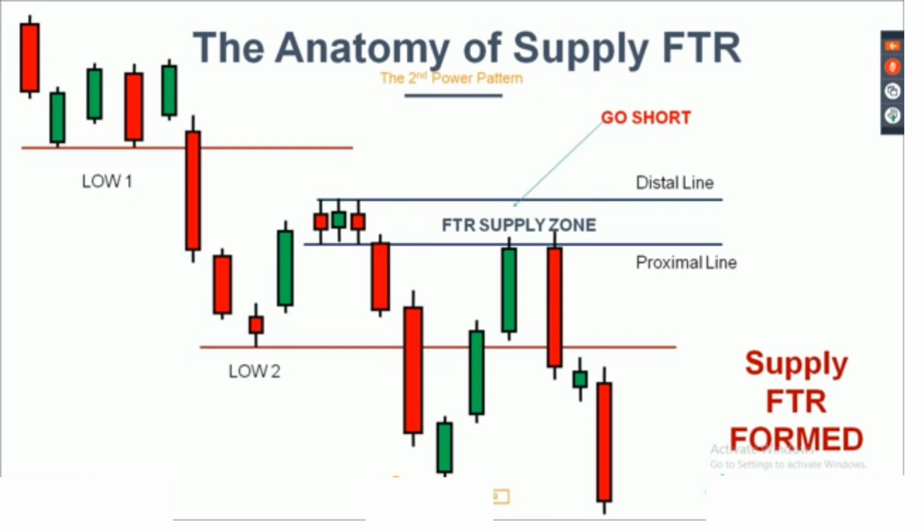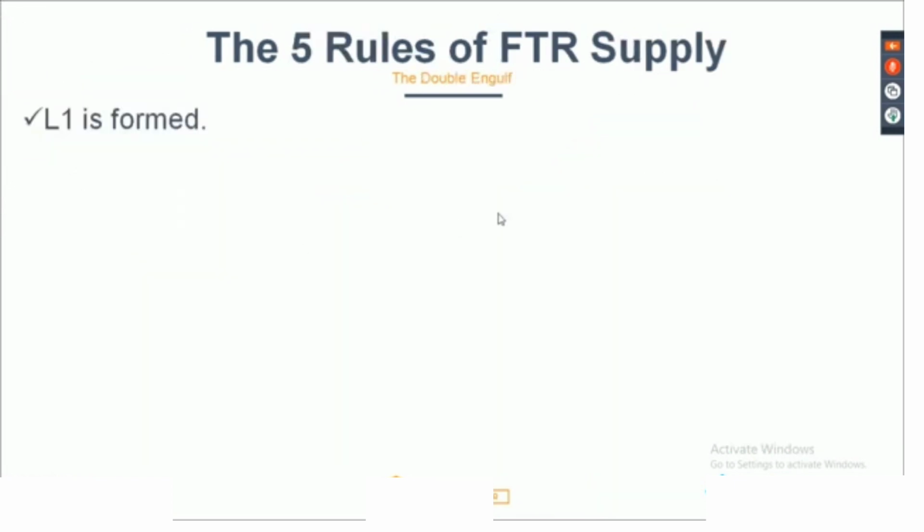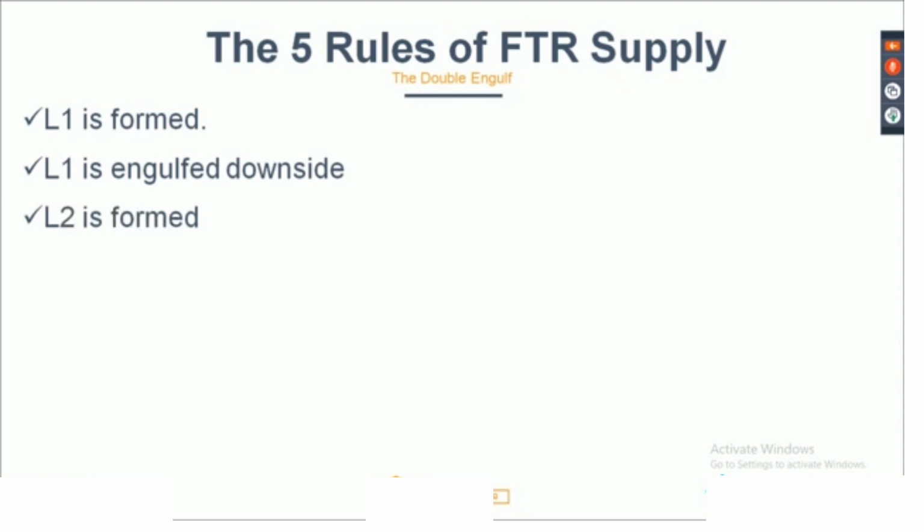Okay, so what time frame of the candle is advisable? It's your wish. If you are a positional trader, go for daily, weekly, monthly. If in positional, you can also go 25-75 minutes, daily, weekly. In an intraday mode, you can go for 5 minutes, 15 minutes, hourly. That's your choice. Those are the 3 time frames we already spoke in the initial sessions. So tell me the 5 rules of FTR supply. L1 formed, L1 broken, L2 formed, base formed, L2 broken.